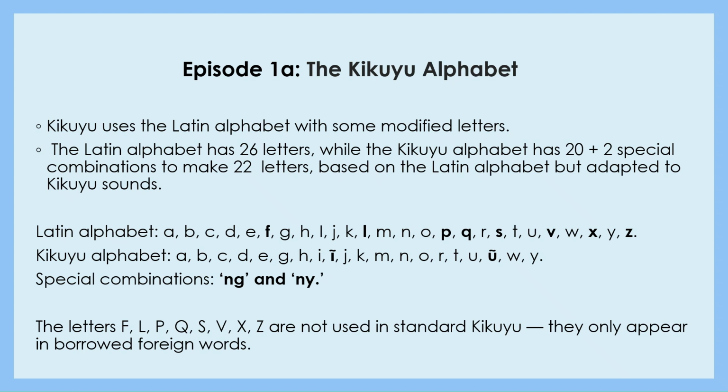And as you can see in the list shown, some letters from English are not used in standard Kikuyu, and these include F, L, P, Q, S, V, X, and Z. But you might still see them in borrowed words, especially from English, Swahili, Arabic, or other languages. But they are not part of traditional Kikuyu.